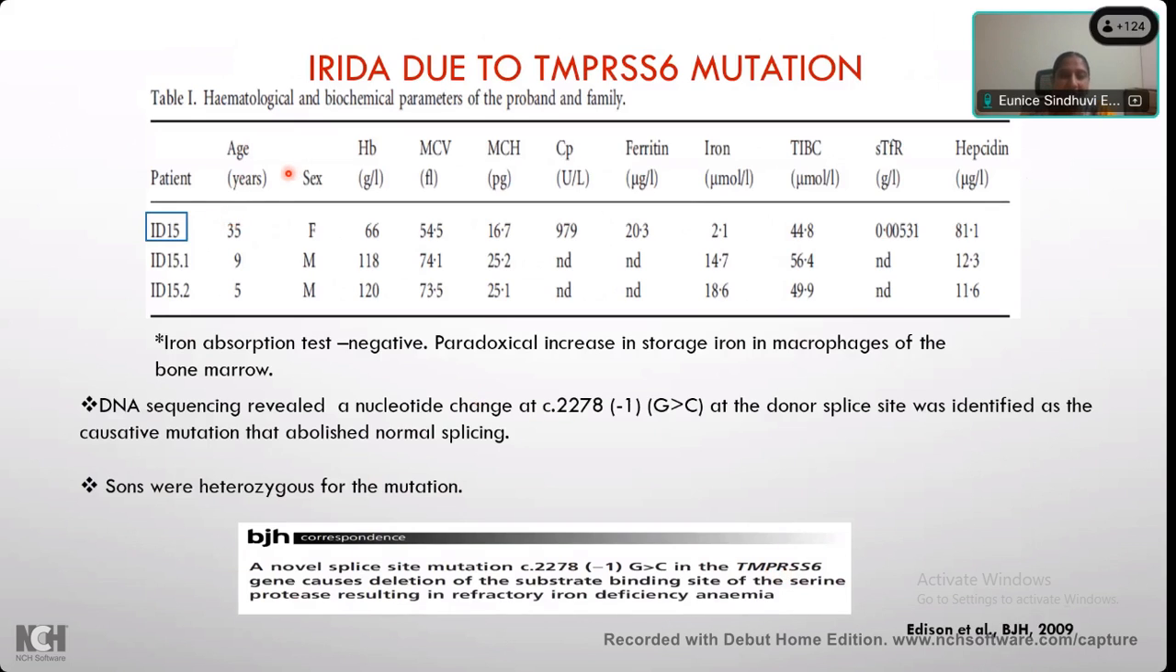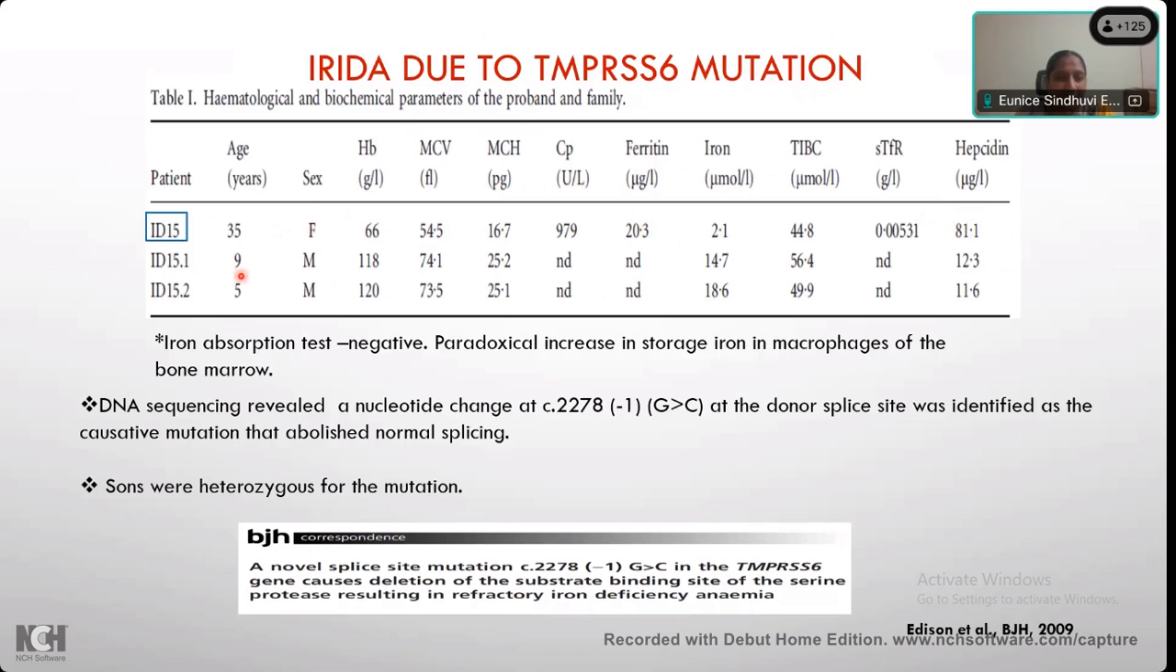So this was our first case which we had seen in our department. This was a 35-year-old female. She had 2 pregnancies which she went through with transfusions to maintain her hemoglobin. When she presented, she had a hemoglobin of 6.6 and MCV of 54.5. And if you look, the ferritin was always on the low level, like it was not below 15, but it was always on the borderline, like 20. And when we checked the hepcidin level, she had high hepcidin levels.